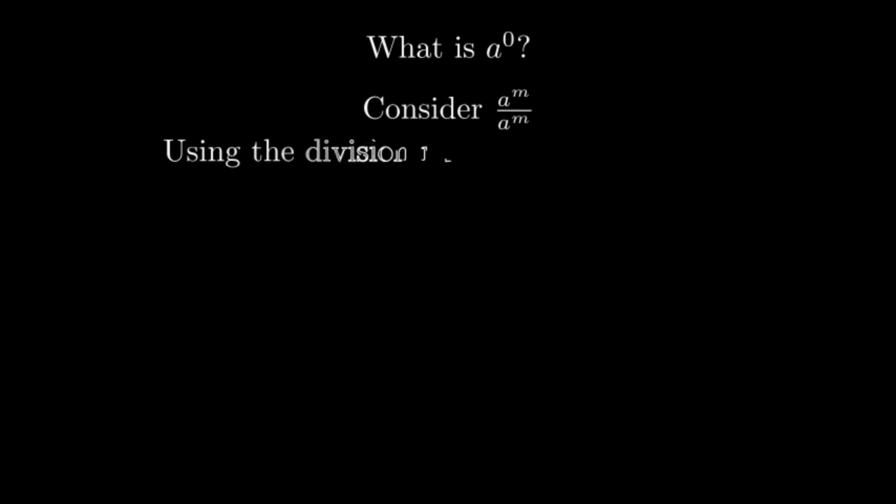Now let's use these rules to explore some special cases, starting with the zero exponent. What does it mean to raise a number to the power of 0? We can figure this out using the division rule we just learned. Let's look at a power divided by itself, say a to the m over a to the m. According to our division rule, we subtract the exponents, which gives us a to the power of m minus m, or a to the power of 0.